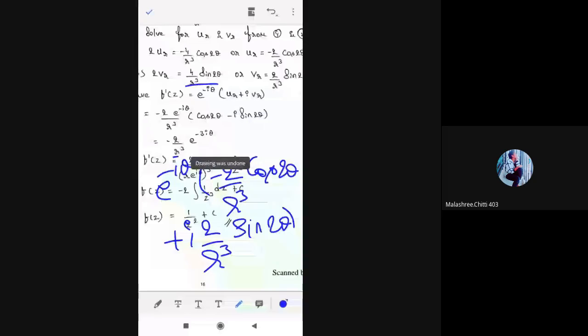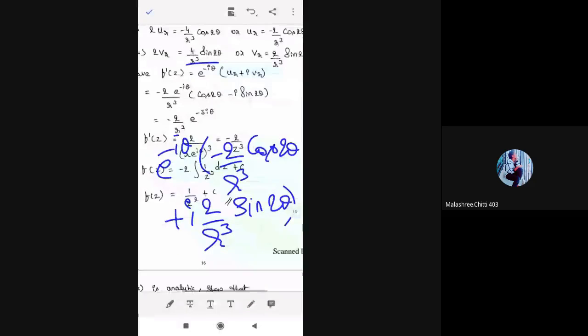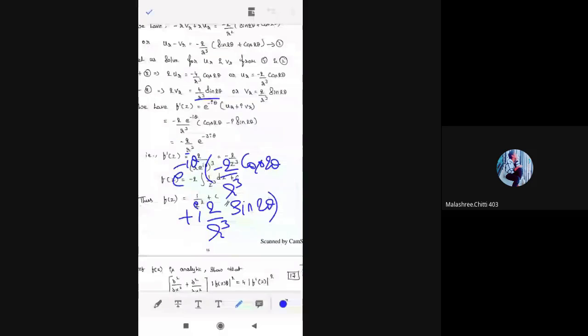Now what is common? See the common terms. 2 by r cube is common. So when you take it outside, we took minus also common. If you take it or don't, that's your wish. If you take minus as common, what happened? This minus we took outside, here plus we took outside, so here it will become alternate sign. That is minus i sin 2 theta, because we took minus 2 by r cube as common.